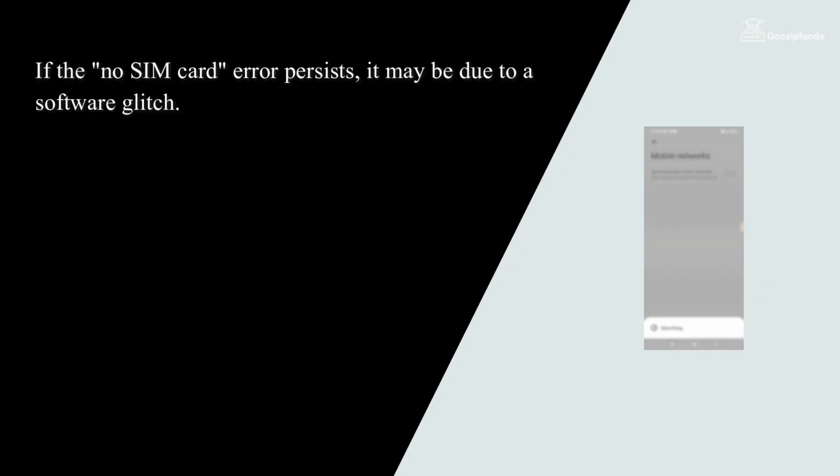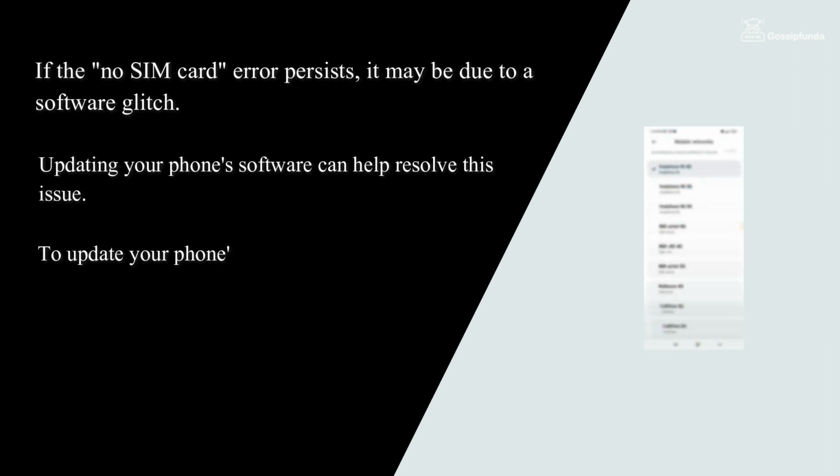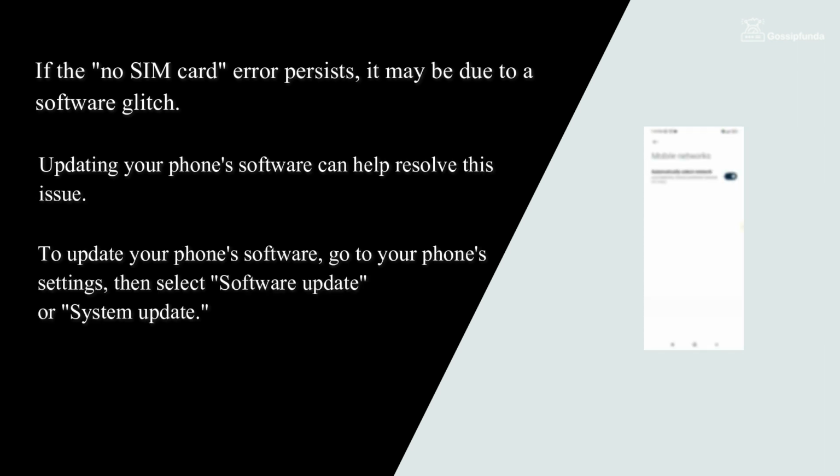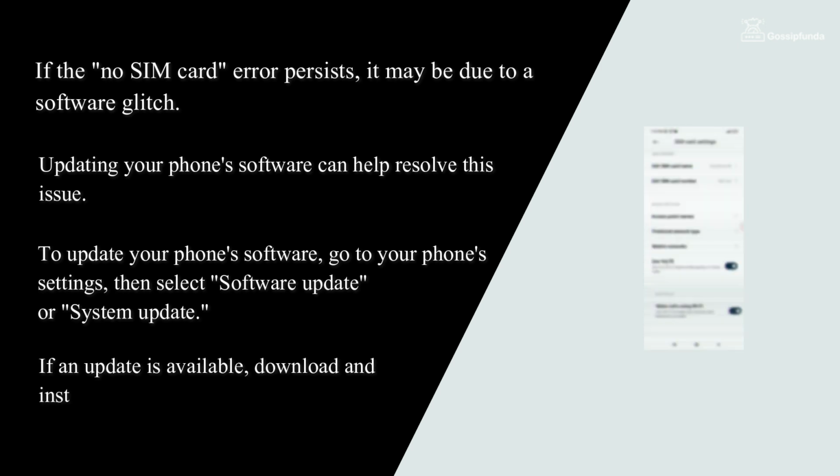Number 4. Update your phone software. If the no SIM card error persists, it may be due to software glitches. Updating your phone software can help resolve the issue. To update your phone software, go to your phone settings, then select Software Update or System Update. If an update is available, download and install it.